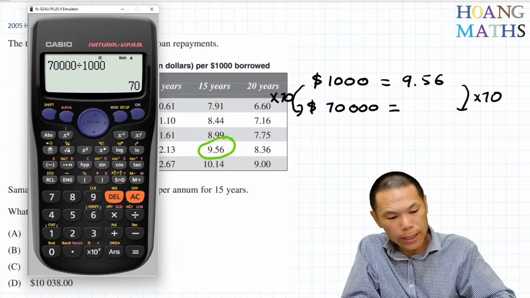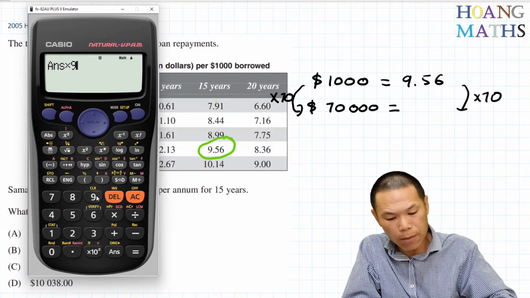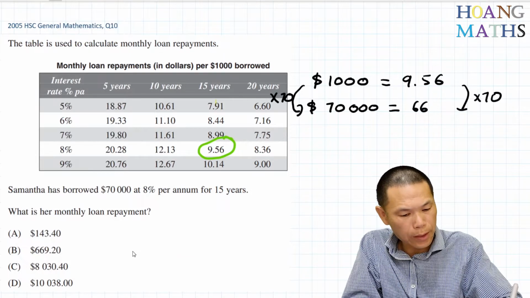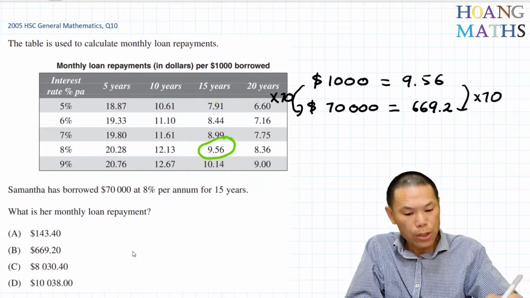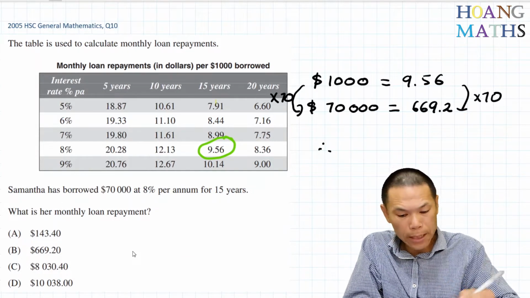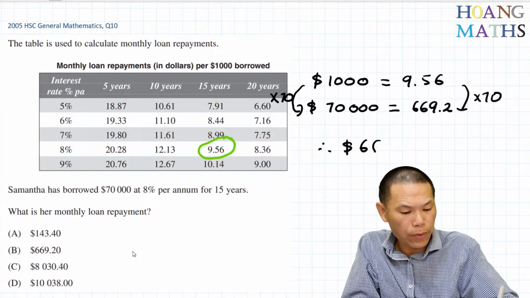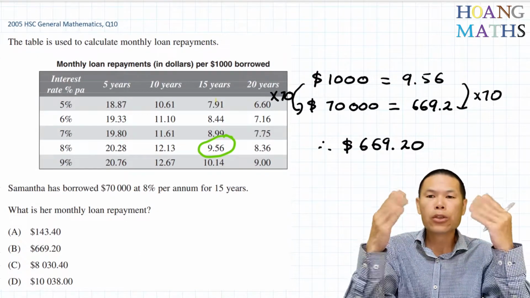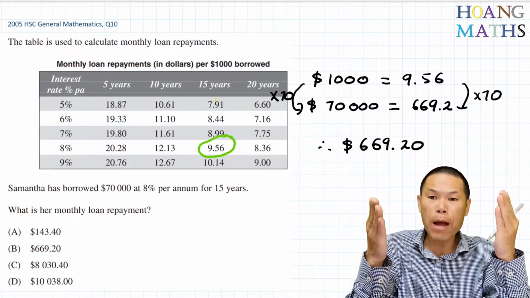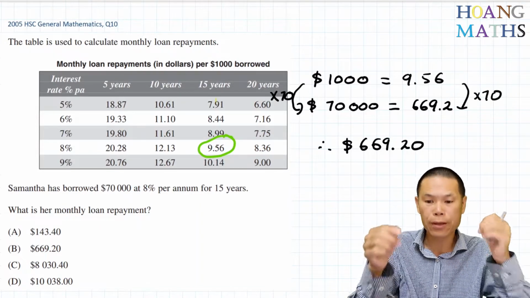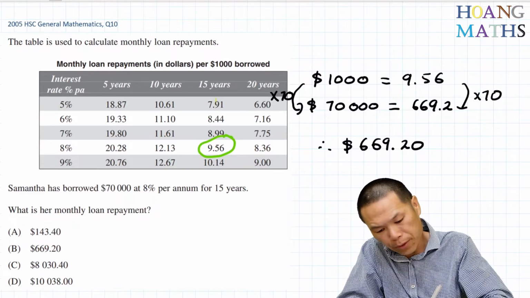So just go answer times 9.56. So that is 669.2. Therefore, Samantha has to pay $669.20 every month. So the answer is B here.